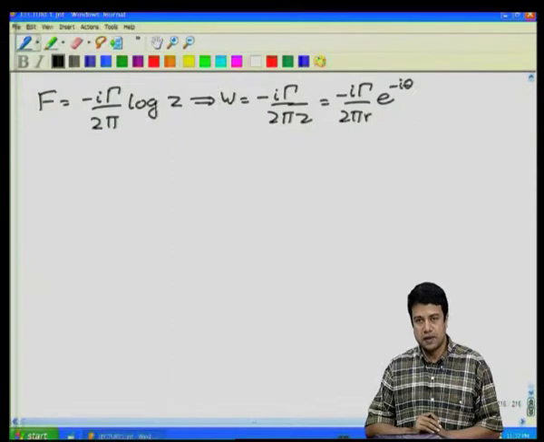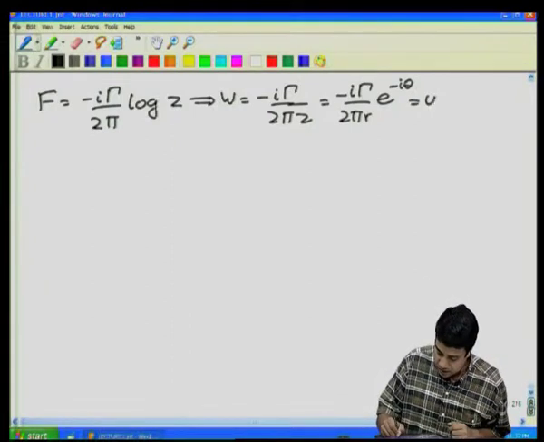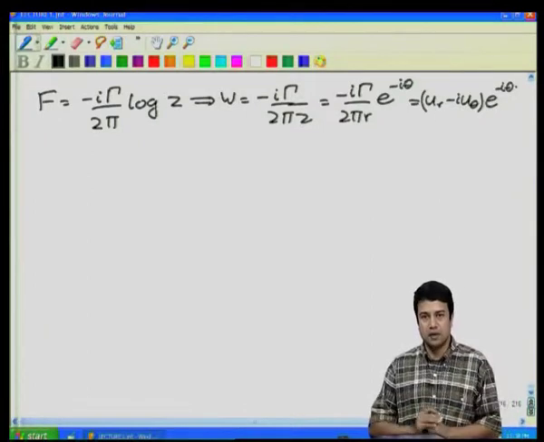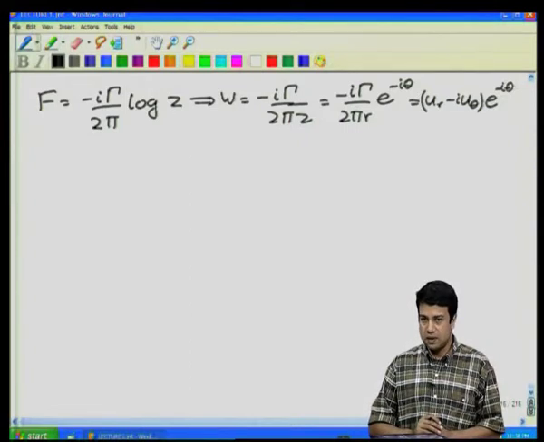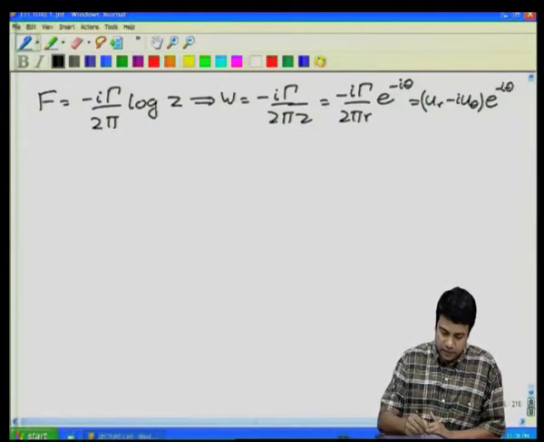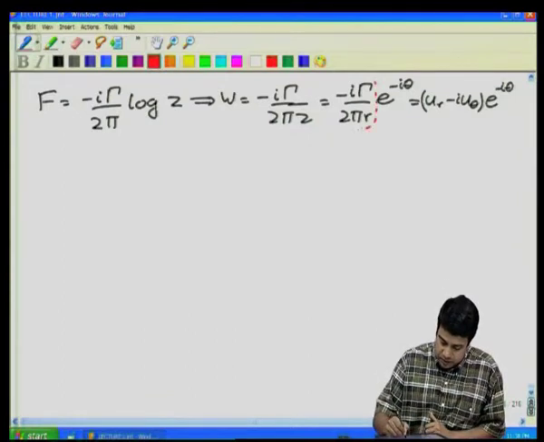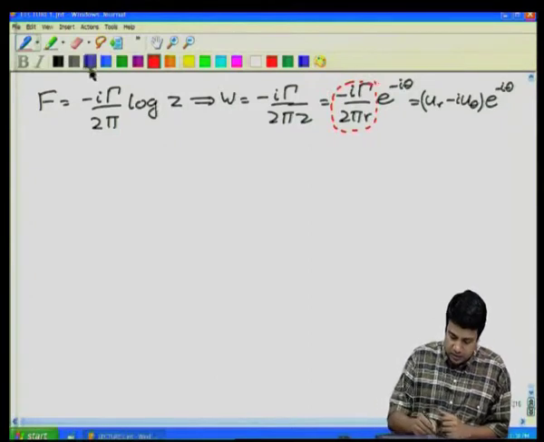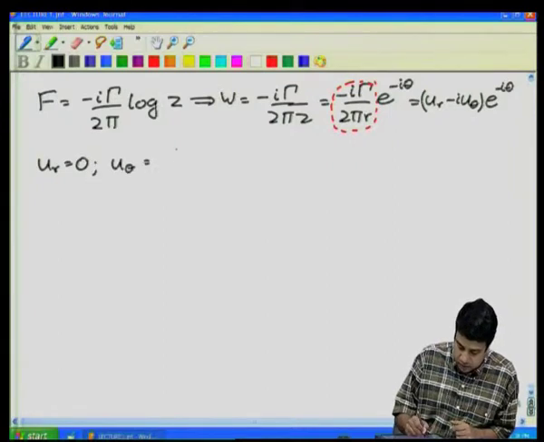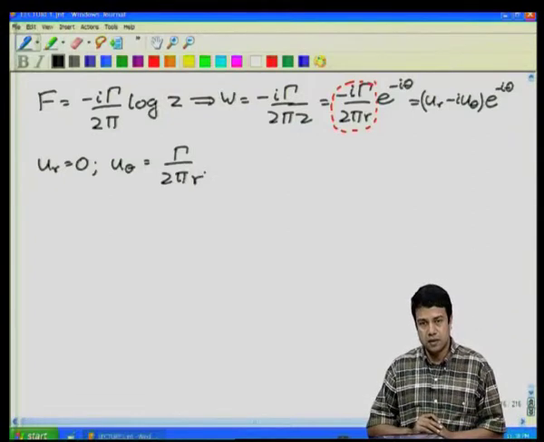And I can write this as usual as u r minus i u theta times e power minus i theta. So, clearly u r is equal to 0 because the coefficient of e power minus i theta is purely imaginary. So, therefore, for this flow I have u r is equal to 0 and u theta is equal to gamma by 2 pi r.